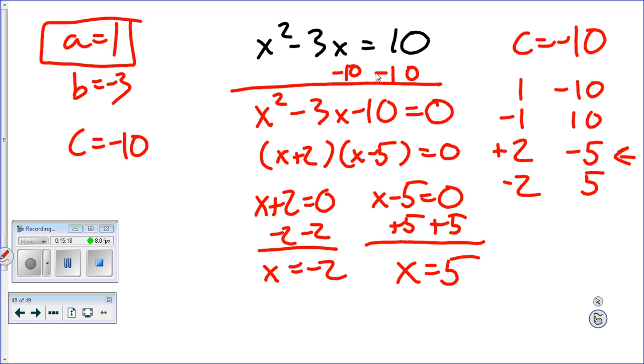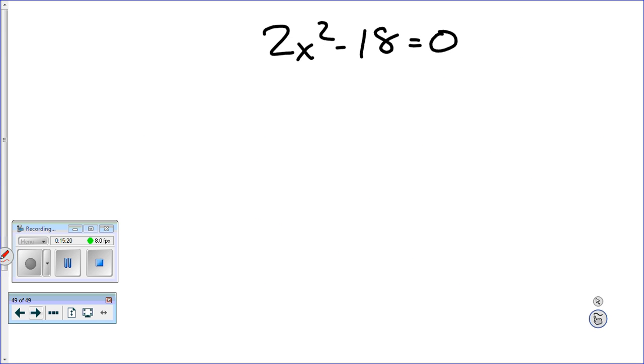Oh, we're past the 15-minute mark. Okay, last one. This one right here. Again, we're running into a different problem. We have an A term, and we have no B term. So right now, A is equal to 2. Remember, B is the coefficient of bx, so there's no bx term here. So B is going to equal 0, which is okay. It's no big deal. And C is going to equal negative 18.